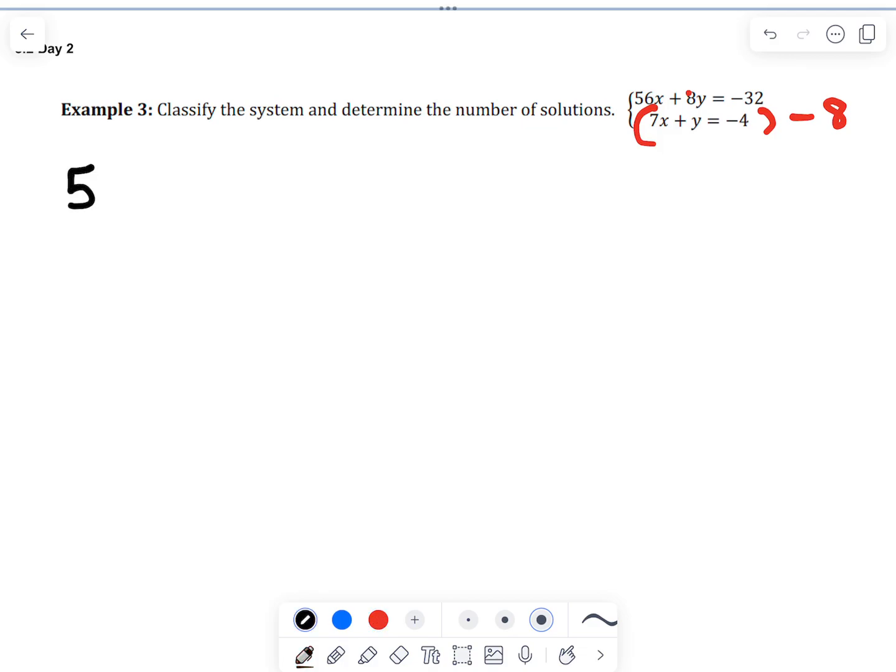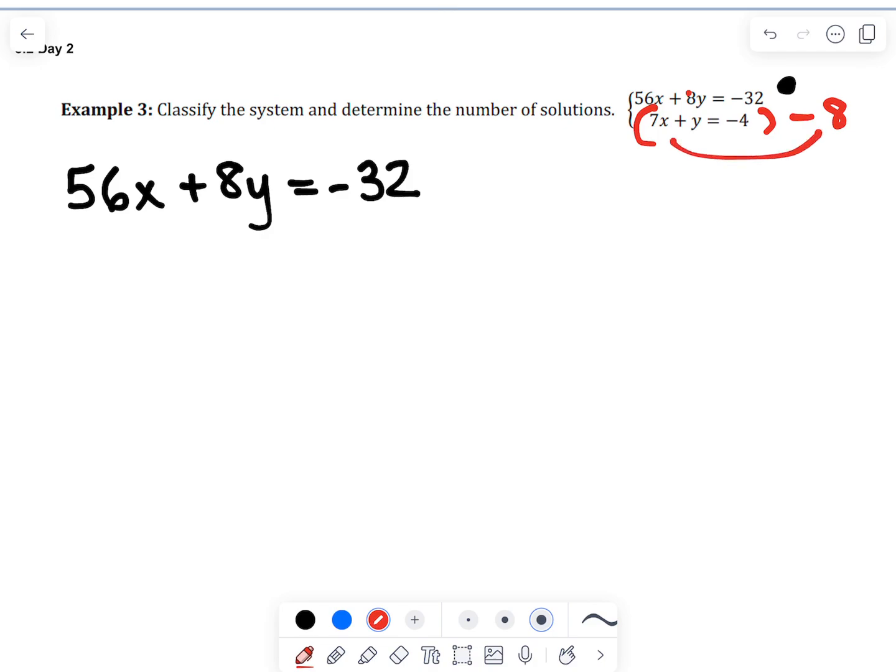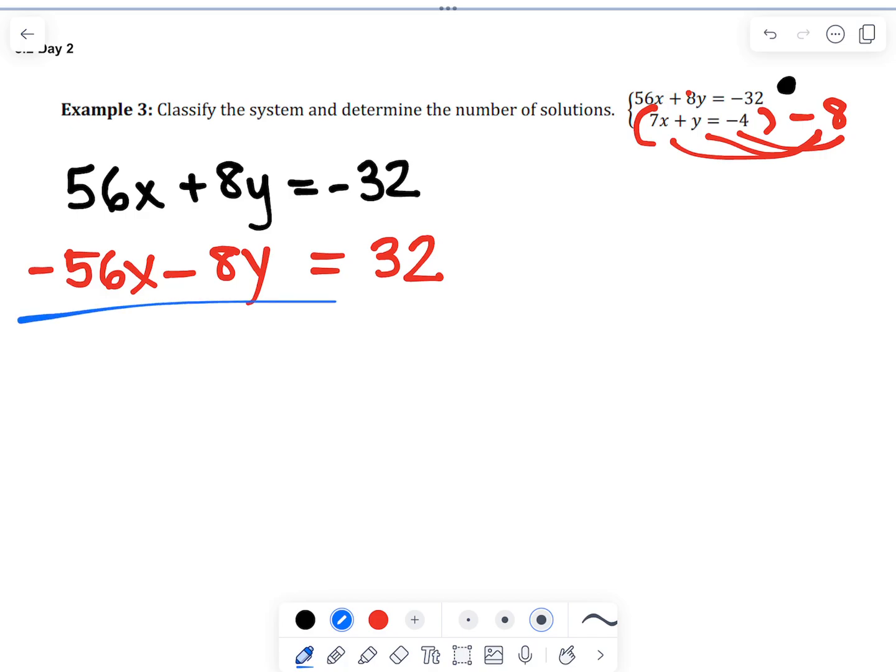So we have 56x plus 8y equals negative 32. So there's that top equation. Then we multiply the bottom equation by negative 8. So all of these terms get multiplied by negative 8. So we get negative 56x, negative 8y equals positive 32. Now let's add them together. So when we add, this term becomes 0, this term becomes 0, this term becomes 0.